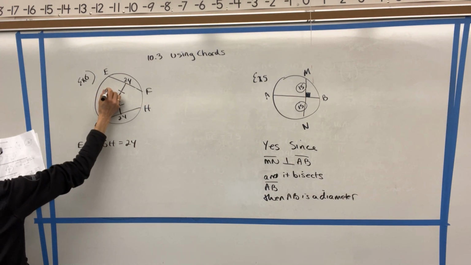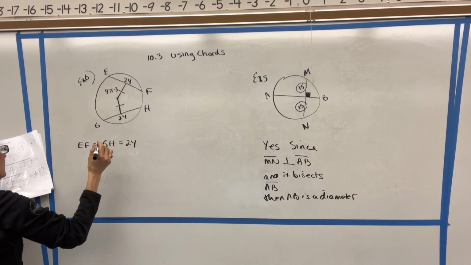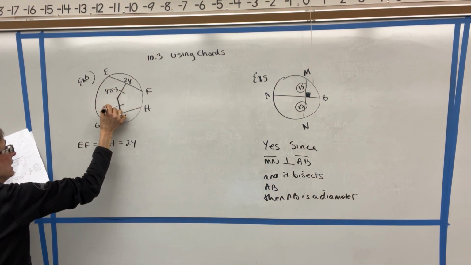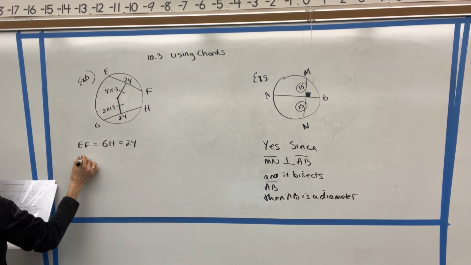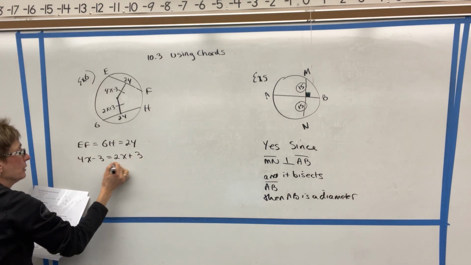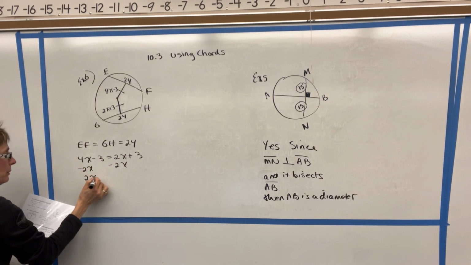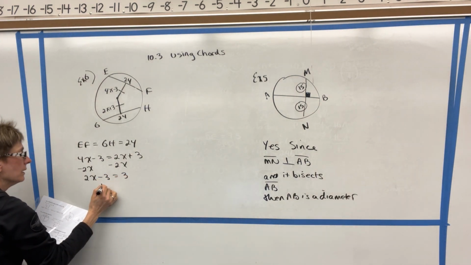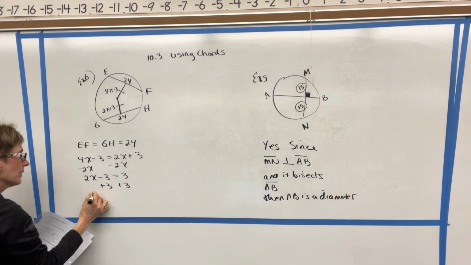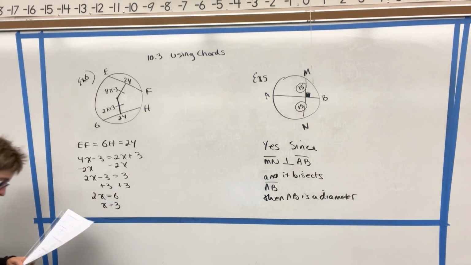So if EF is 4x minus 3 units from the center and GH is 2x plus 3 units from the center, it must be that I can set those equal to each other. Again, I can use my opposite operations. So then I'm going to get 2x equals 6, or x equals 3.